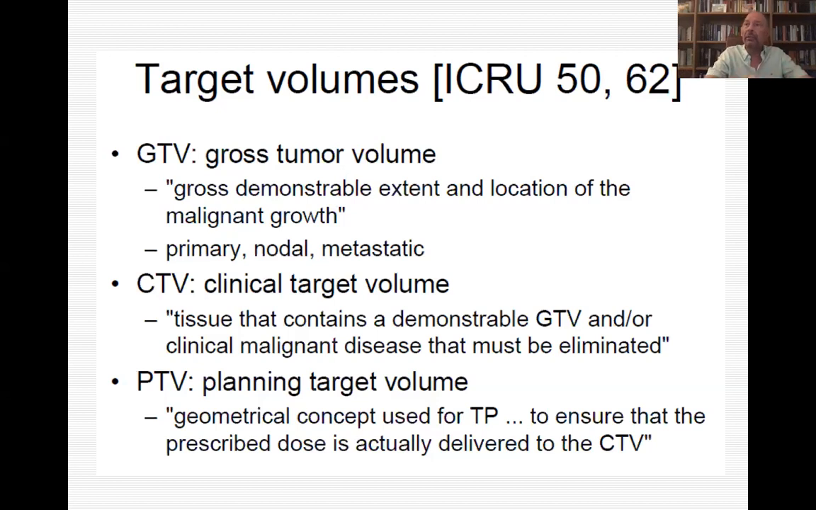But around the GTV, the clinician has to design a CTV, the clinical target volume. The clinical target volume is a tissue that contains a demonstrable GTV and/or clinical malignant disease that must be eliminated. So you don't see the extension of the tumor around the GTV, but you think that there are micro extensions that are not easily visible, and so you increase the GTV, building the CTV. And finally, you still increase the CTV by another quantity called PTV, which takes into account the uncertainty in the treatment, like positioning of the patient, movements of the patient. So depending on where the tumor is and how uncertain you think the delivery of the dose is, you enlarge the CTV to the PTV to make sure that you really give the desired dose to the CTV.